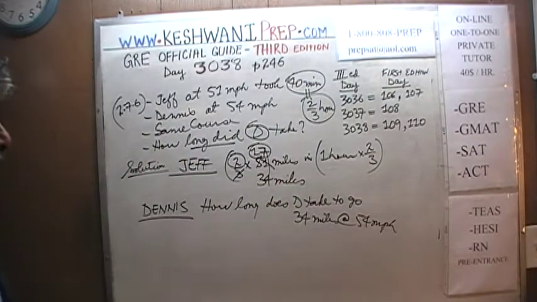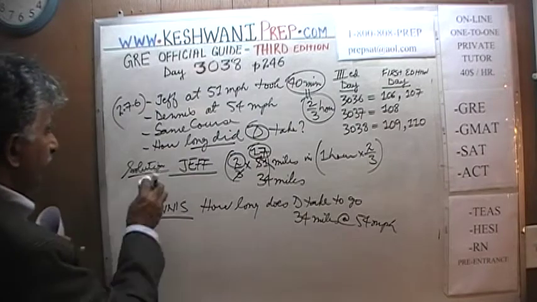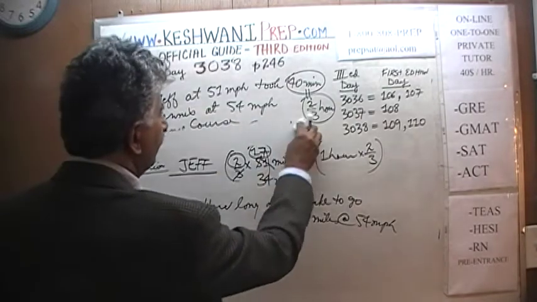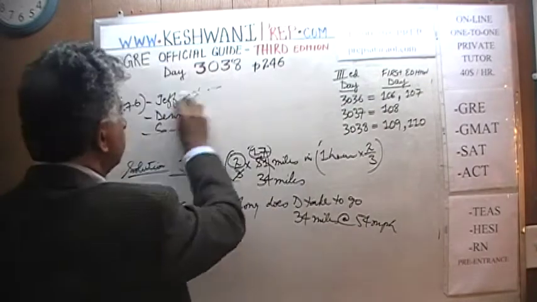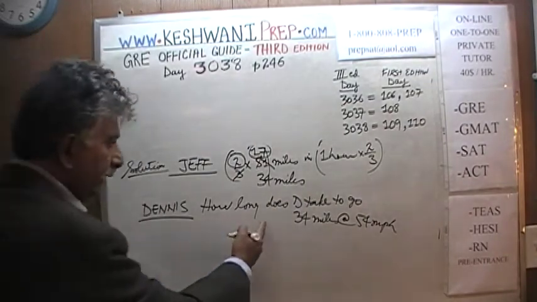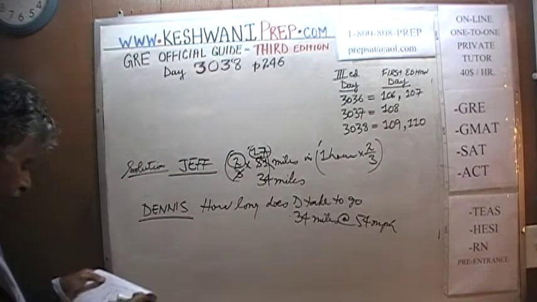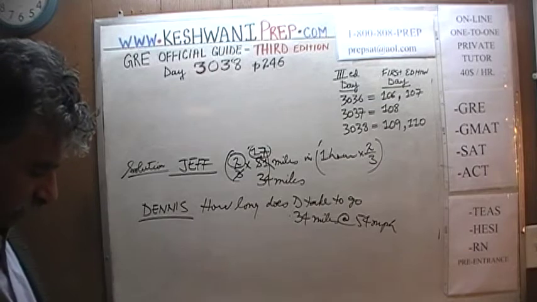That's the question. Let's do it on the top, shall we? We're done with all of this thing. I'm going to erase it because we need the room. Now we're dealing with Dennis, okay? Remember that. How long will it take him to go 34 miles at 54 miles per hour?